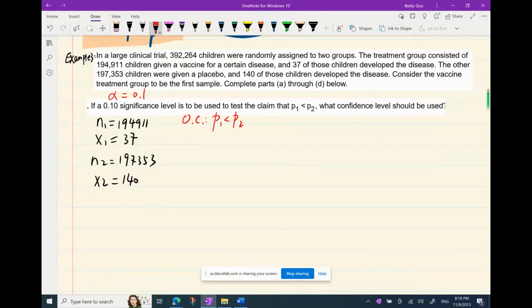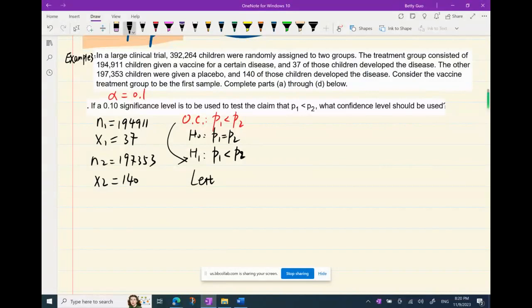You can tell it's the left tail. So the null would be P1 equals P2. The alternative would be P1 less than P2, because again, the original claim has to be the same as either the null or the alternative. So in this case, it's the alternative. So it's a left tail test, right? Very similar to the first question. And we're going to test this claim. Let's use a calculator.